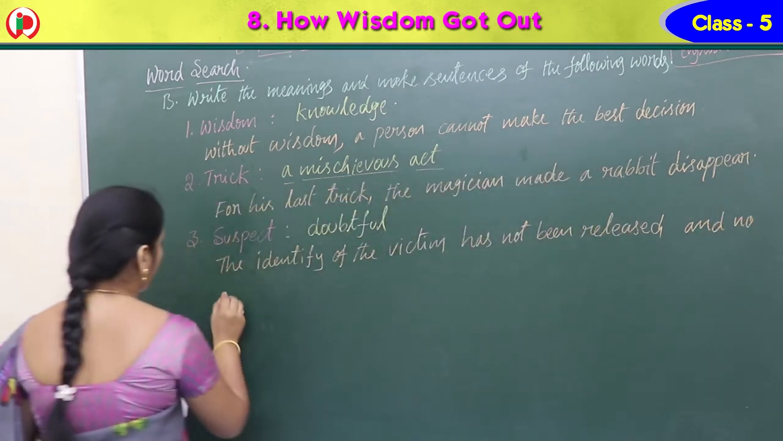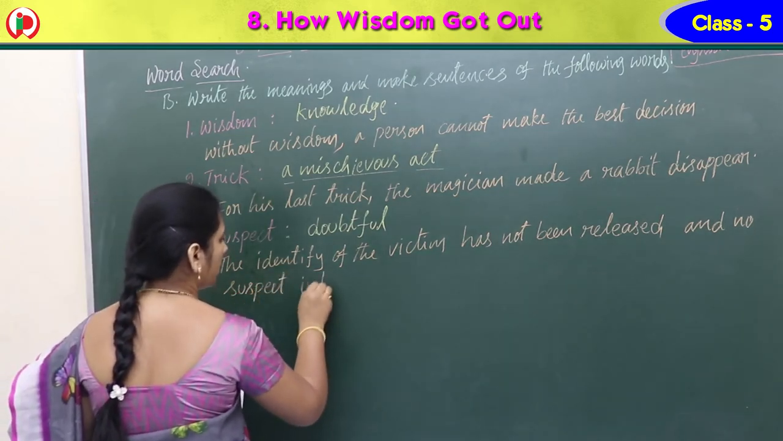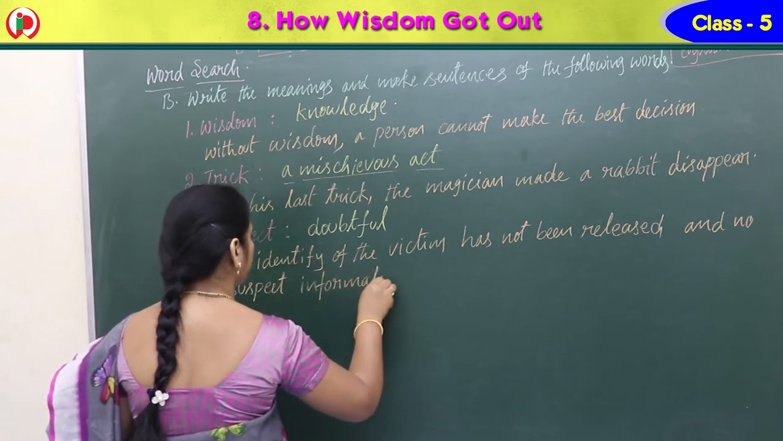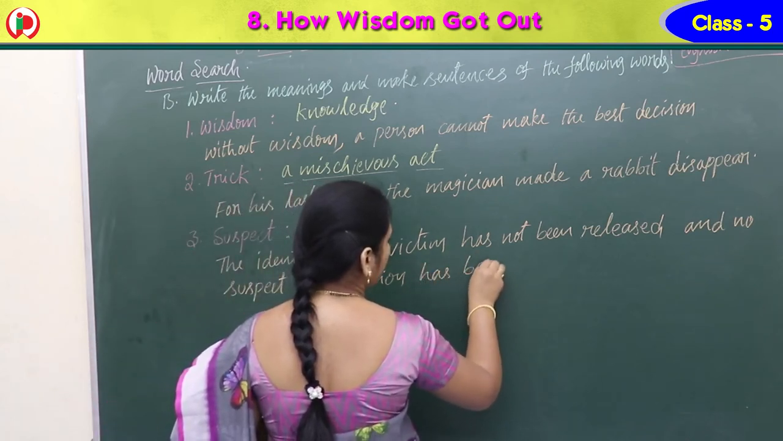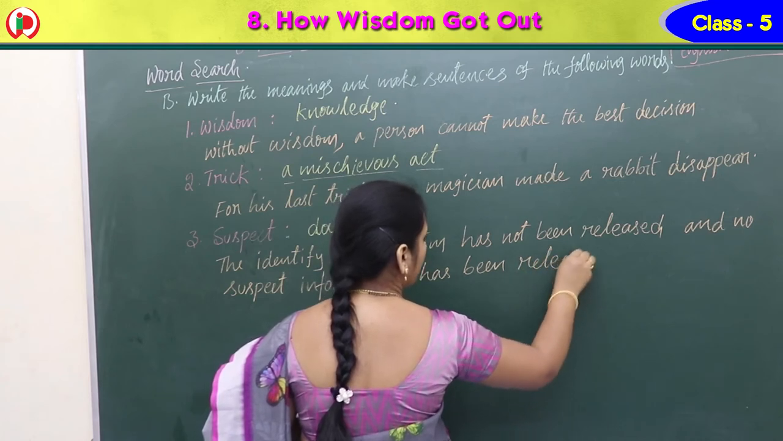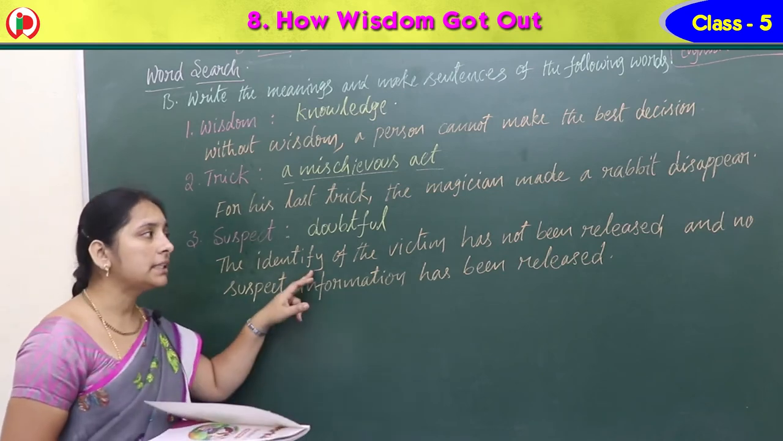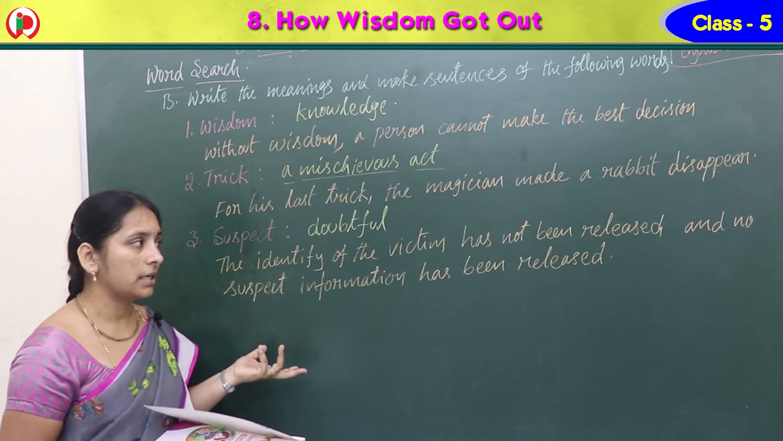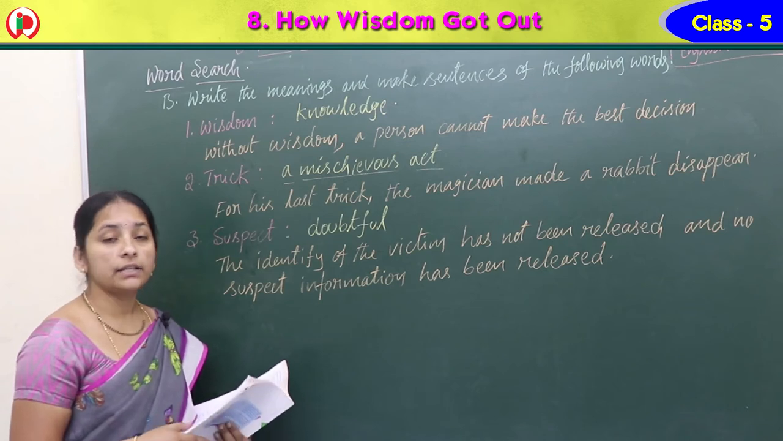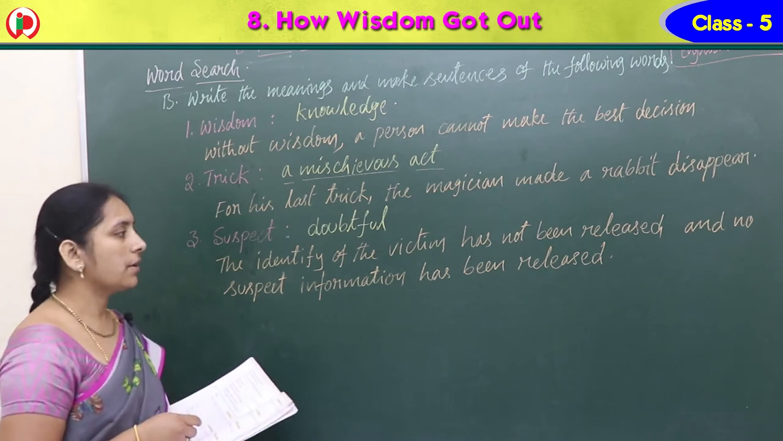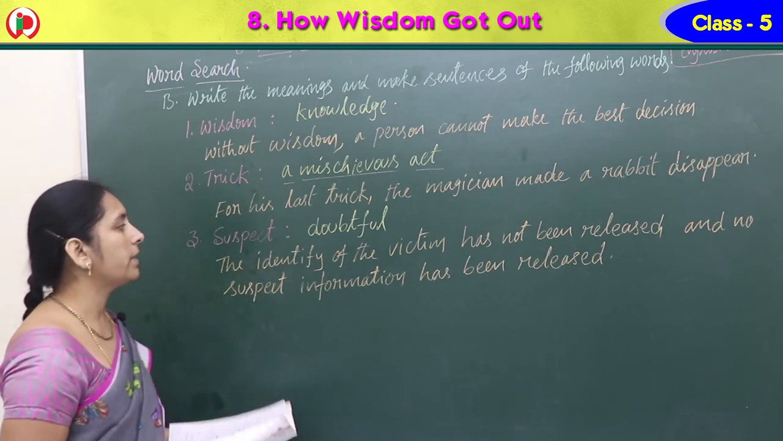And no suspect information has been released. The identity of the victim has not been released. The person has not been released. And no suspect information has been released. So no doubtful information has also been released yet. Okay, ma? That we can take it for the suspect. Yes, see the next one, what do we have?